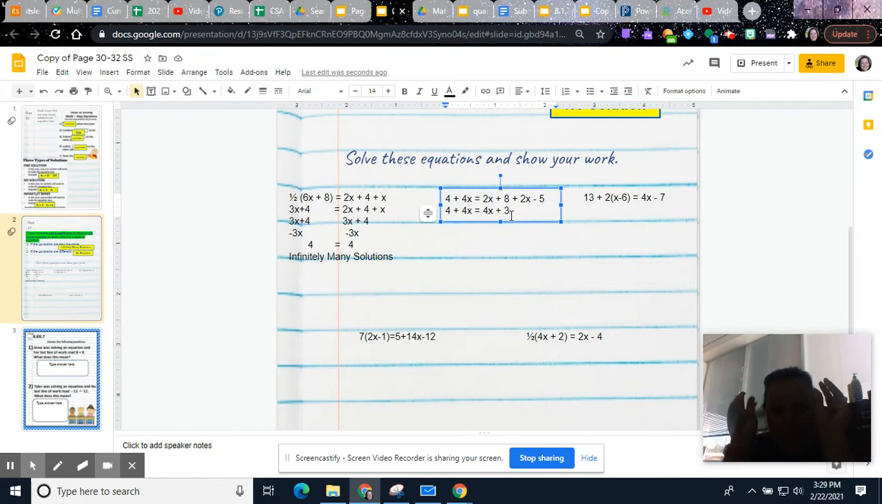Hopefully your little alert system goes off here because you see 4x and 4x. Therefore, since they have the same coefficient and same variable, ding, ding, ding, it's going to be a special equation. Look then at the constants. Does 4 equal 3? Nope. So maybe you can recognize it right there and you can type no solution. If not, it is no problem if you keep going.